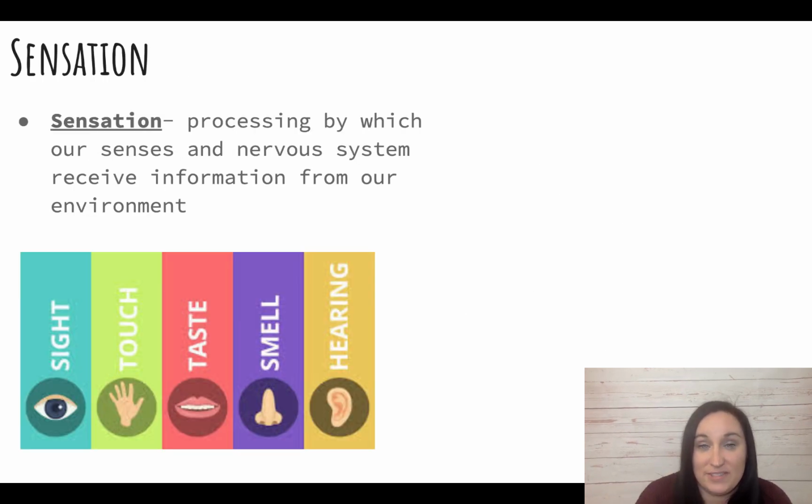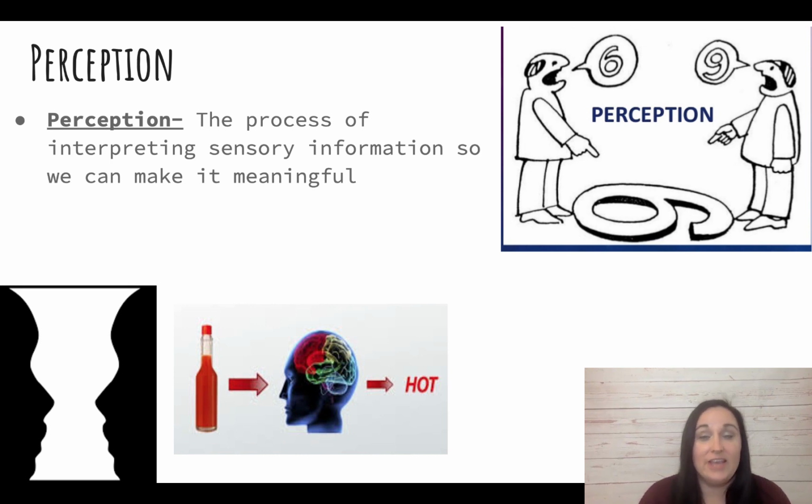So let's start with sensation, since this is the sensation and perception unit. Sensation is just the process of our senses taking in sensory information. So taking in sight, touch, taste, smell, hearing, all of those things, and bringing that information to the brain. Perception is what our brain does with that sensory information. So perception is the interpretation of sensory information.